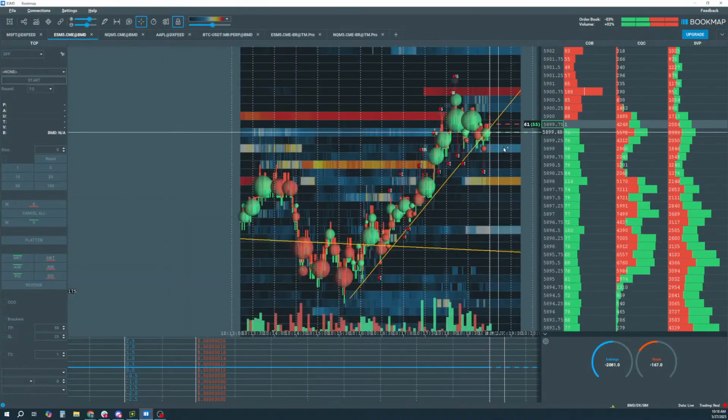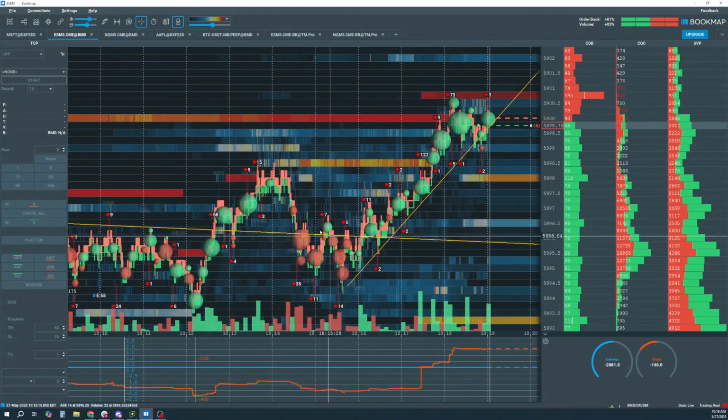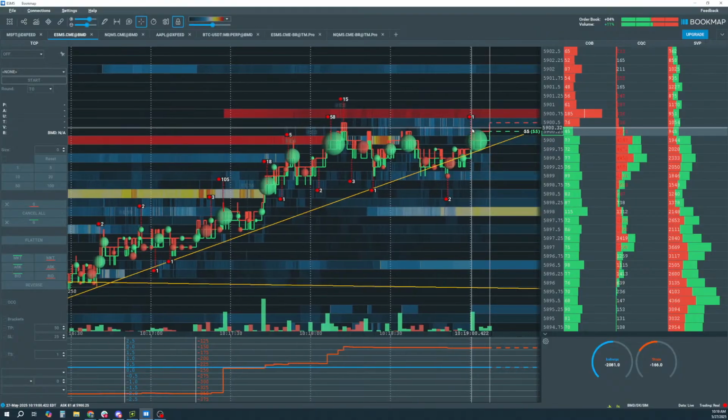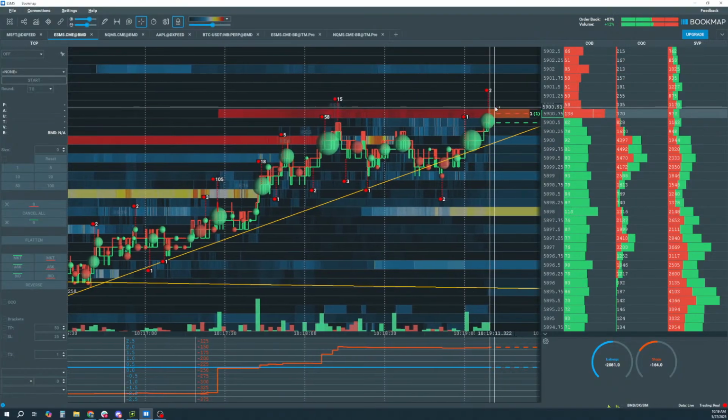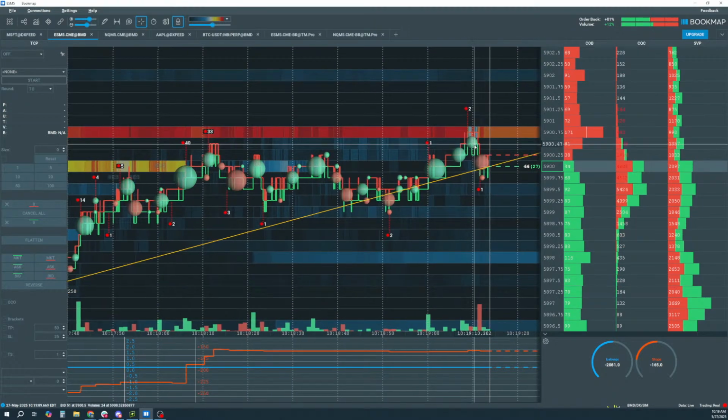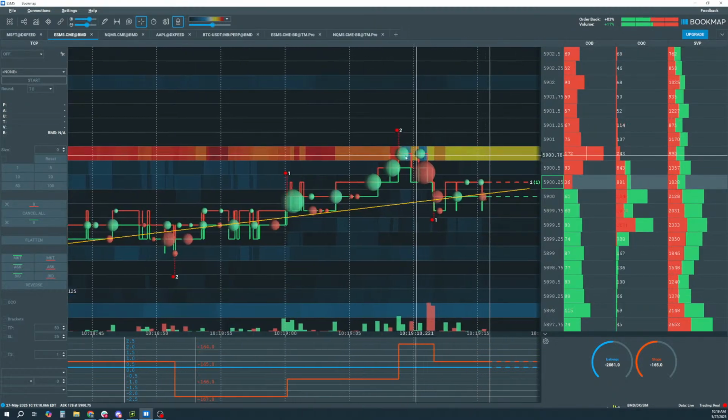Okay, but what we have in terms of selling, well, the sellers cluster is down here. And yeah, let's see what happens up in this 5,903/4. Okay, there we go. Okay, so not too much transacted up into there.